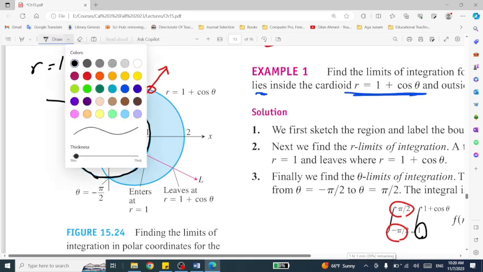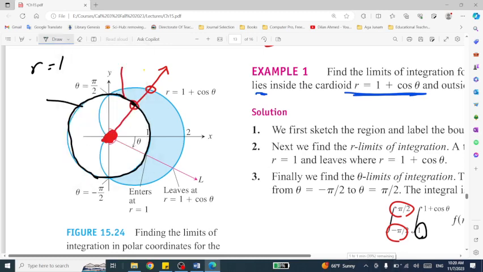The second one will be the leave. Where is the equation of this curve? R equal to 1 minus, sorry, 1 plus cosine theta. So 1 plus cosine theta.